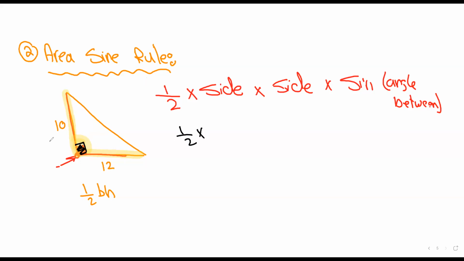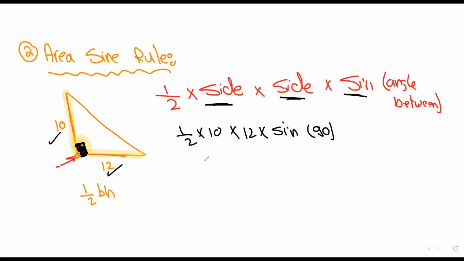So half times the first side, which is 10, times the second side, which is 12, times, do I have the angle in between? Yes, I do, which is sine 90. Half times side times side times sine angle in between. On the calculator, will I get the same answer? Try it now. Yes, definitely.